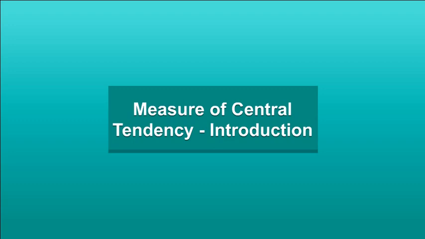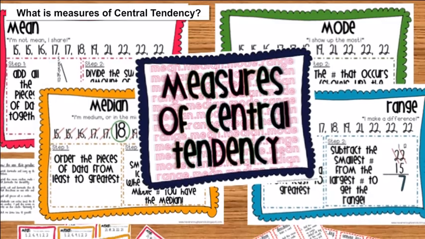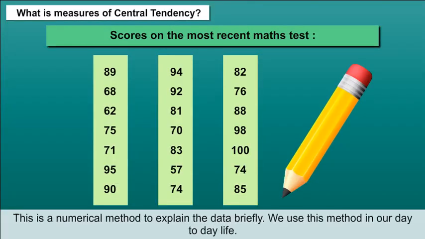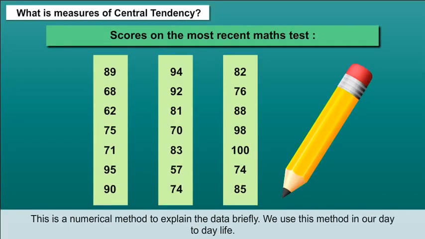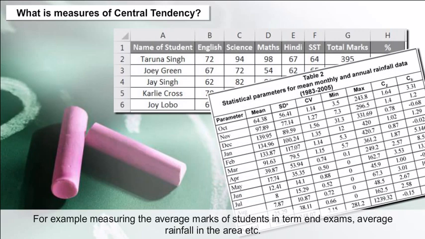Measures of central tendency. Introduction. What are measures of central tendency? This is a numerical method to explain the data briefly. We use this method in our day-to-day life. For example, measuring the average marks of students in term-end exams, average rainfall in an area, etc.